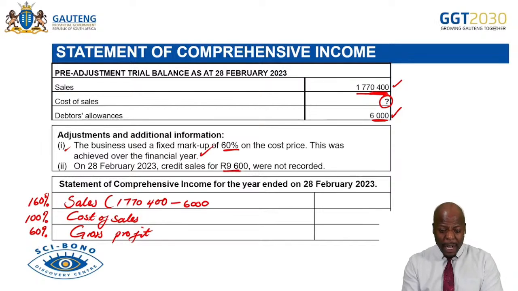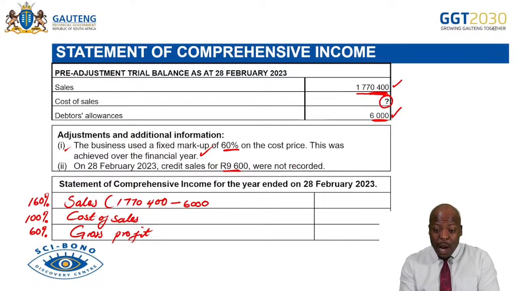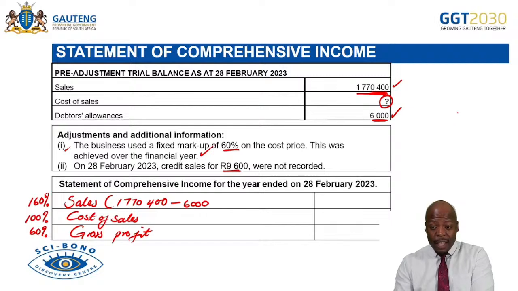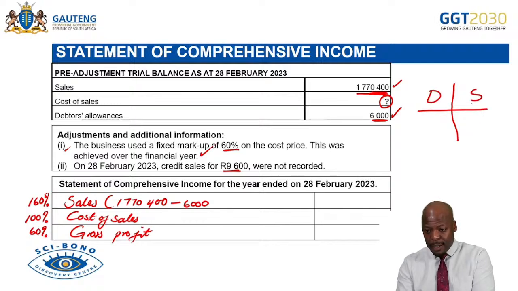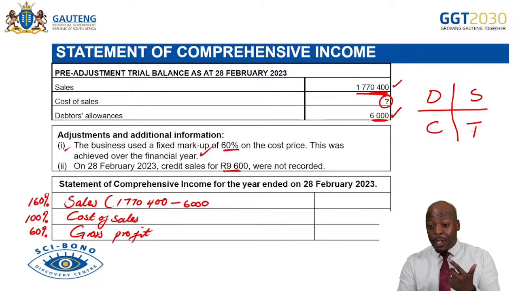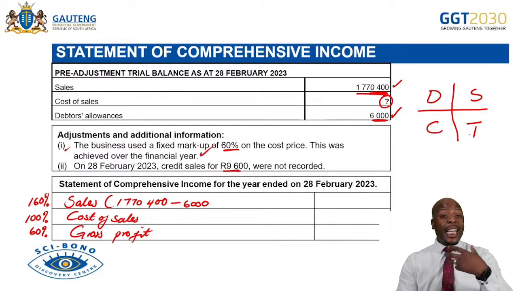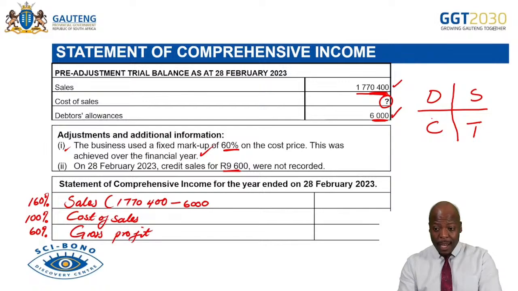Okay, let's now come. We are told that on 28 February 2023, credit sales of 9,600 were not recorded. So we have sold goods to a debtor, and these goods have not been recorded. You understand that when we sell goods, it affects how many accounts? 4 accounts. All right. So I'm going to come here and I'm going to have my diskette. I call it my diskette. Debtors control, sales, cost of sales, and trading stock. Whenever we sell goods, it affects how many accounts? 4 accounts. And then you have to know how to record in these accounts.